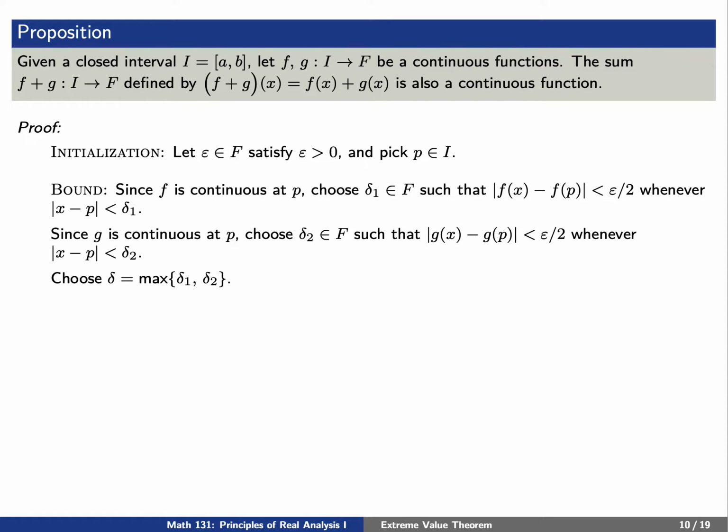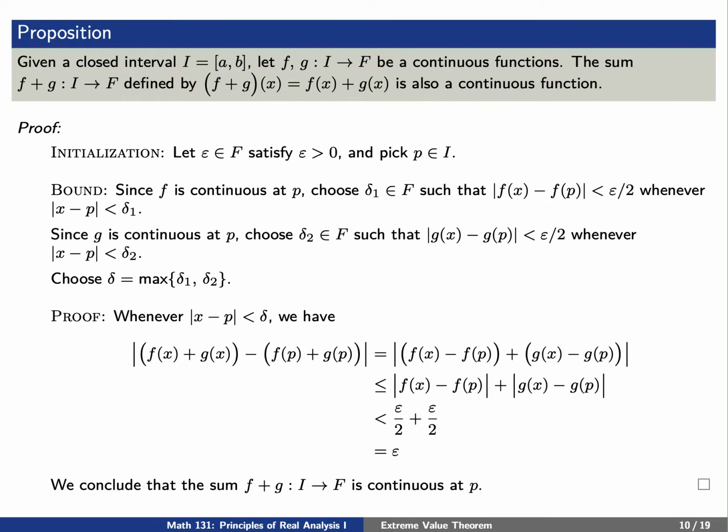Well, since f is continuous at P, we can find a delta 1 such that, in absolute value, f of x minus f of p is less than epsilon over 2 whenever, in absolute value, x minus p is less than delta 1. Similarly, because g is continuous at P, we can find a delta 2 such that g of x minus g of p is less than epsilon over 2 whenever x minus p is less than delta 2. Let's choose delta to be the smaller of delta 1 and delta 2.